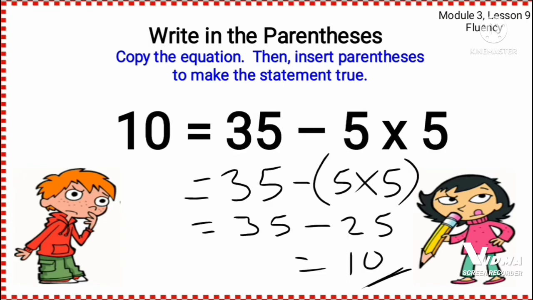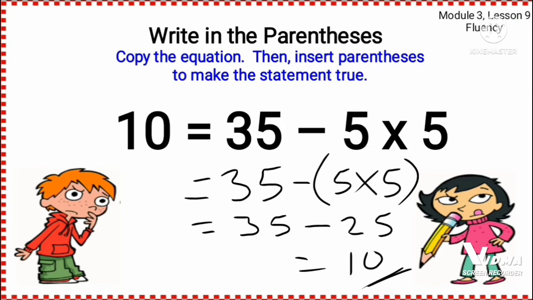Let's take one more. 35 minus 5 times 5. Let us put the bracket in 35 minus 5. 35 minus 5 is 30. 30 times 5 is 150. That's not the answer we are looking for.